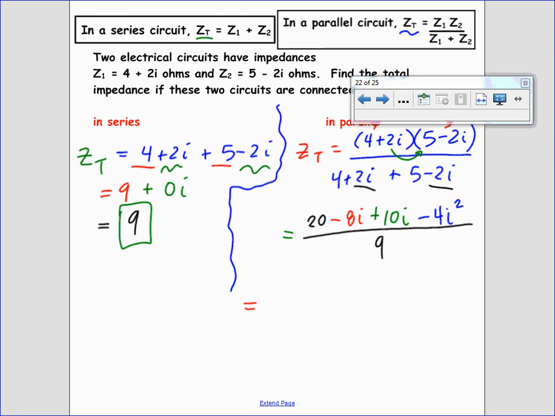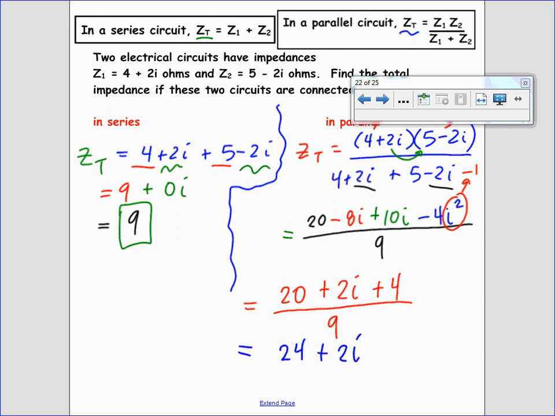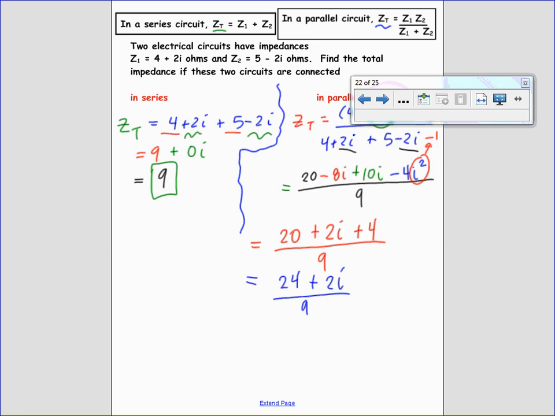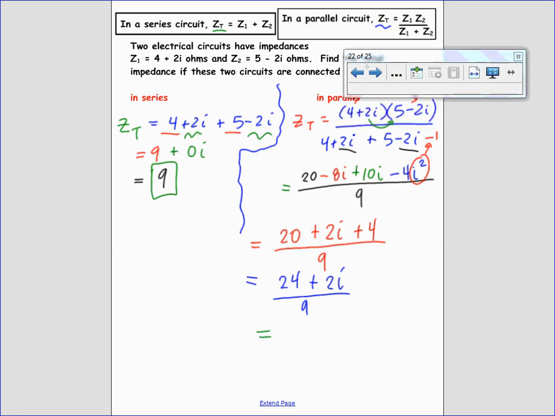Now we'll go ahead and combine like terms. Negative 8i plus 10i is plus 2i, so I get 20 plus 2i. And then remember, I squared is equivalent to -1. So negative 4i squared is -4 times -1, which is plus 4. That's still all over 9. And guys, we're almost there. Hang tight. 20 plus 4 is 24 plus 2i, all over 9. And lastly, we'll split up into a plus bi. So I'll split this up as 24/9 plus 2/9 i. Notice that we've rewritten this in standard form, a plus bi. Awesome. I'm going to go ahead and box this. And we're set.